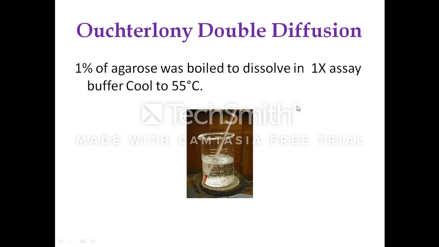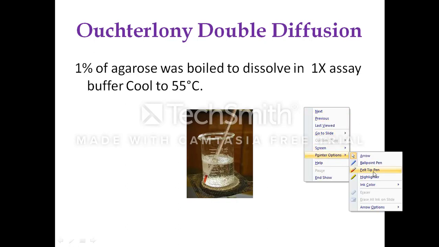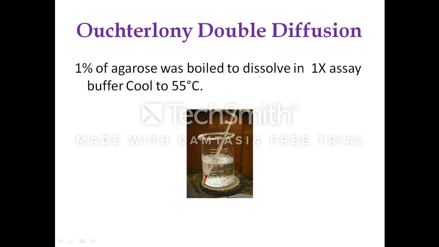1% agarose solution was prepared by dissolving it in 1x assay buffer. This agarose will not go into solution at room temperature. You boil it, then the agarose will be dissolved. Then allow the solution to cool to 55 to 60 degrees centigrade. It should not be cooled completely.